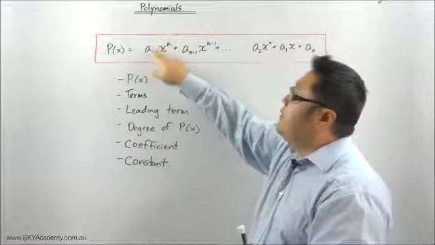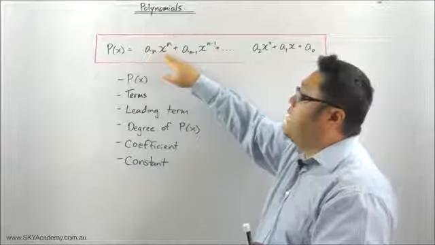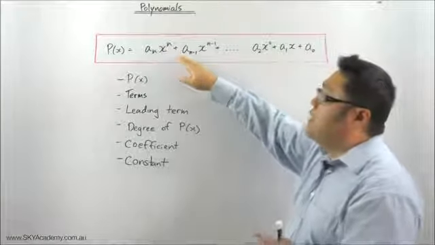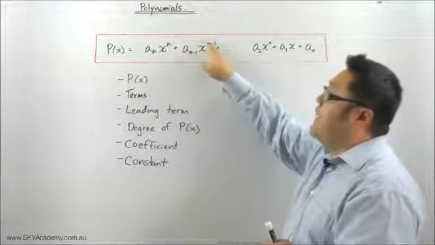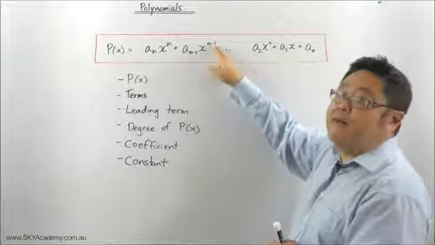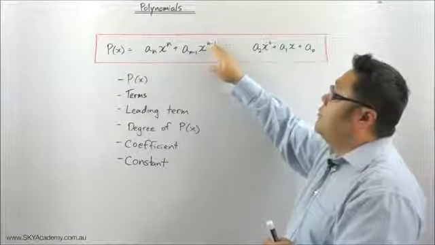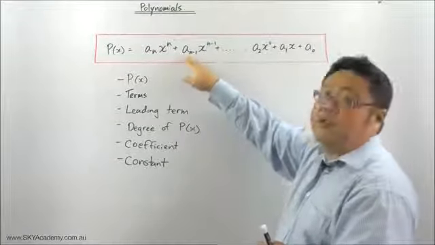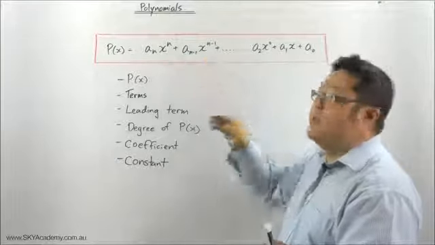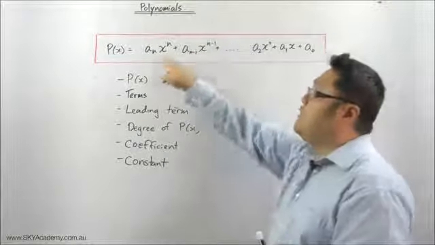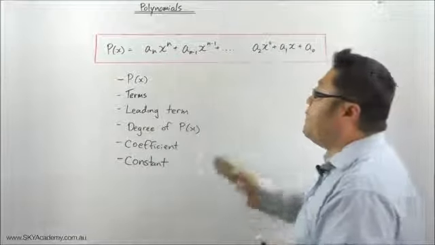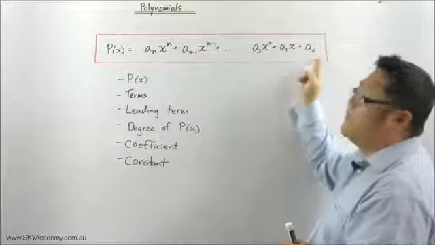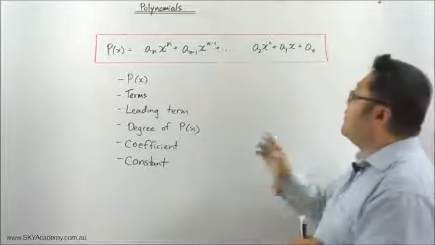It's a coefficient out the front of an x term to a power of n, and then plus or minus another x term, this time to a lesser power: x to the power of n minus 1, again with a coefficient out the front, which will be different to the one before it. And it just keeps going in descending order all the way until you get a constant on the end.